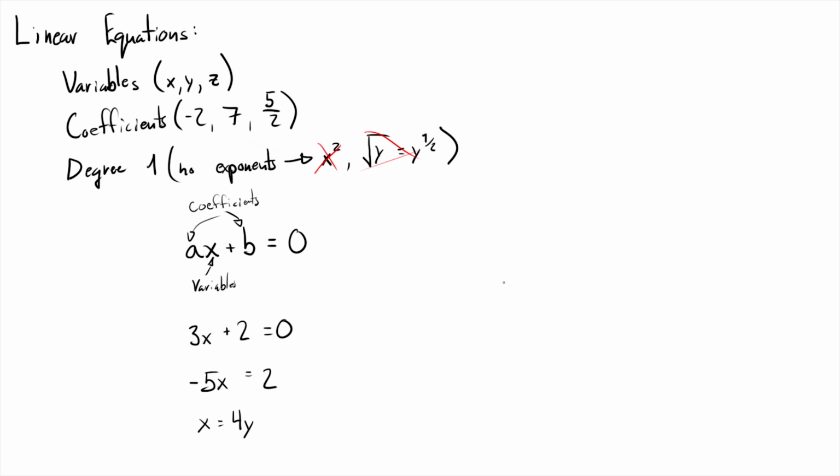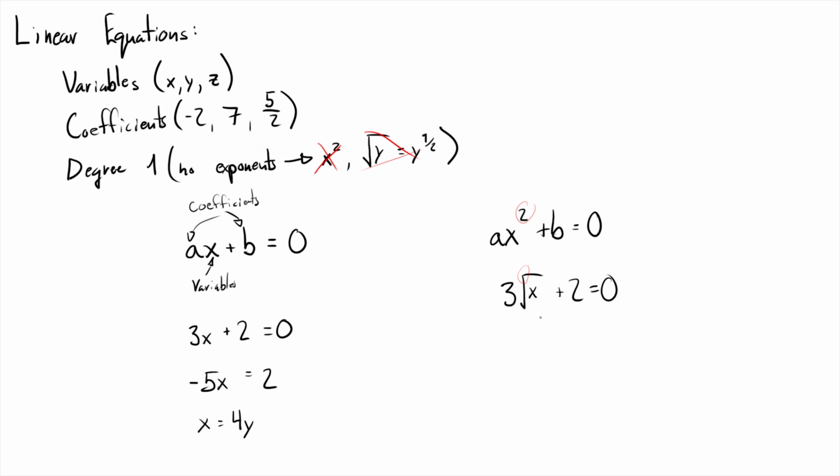Let's go over quickly some examples of things that are not linear equations. So in general, we can say that ax squared plus b equals 0 is not a linear equation. And the reason that it's not a linear equation is because of this exponent 2. The exponent on the x makes it not a linear equation. Similarly, if we have something like 3 times the square root of x plus 2 equals 0, this also isn't a linear equation because of this square root sign, right? The square root can be rewritten as the power of 1/2. And so this wouldn't be a linear equation either.